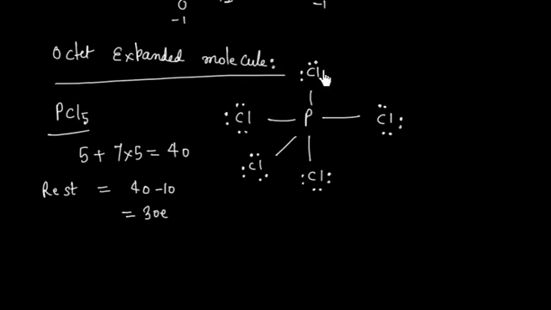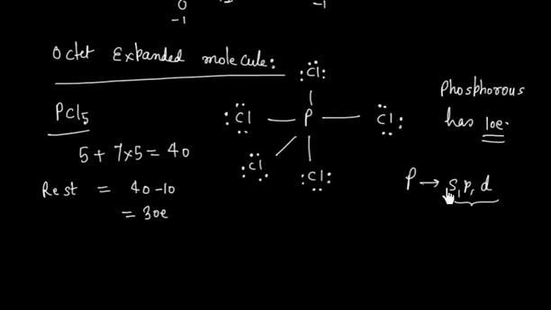Now you can check the octet. Chlorine has its octet complete, 2, 4, 6, 8. Important point is phosphorus has 10 valence electrons, and this is basically violating the octet, that is expanded octet. This is okay because phosphorus has s orbital, p orbital as well as d orbital, so it can have 2 from s, 6 from p and 10 from d, so it can have maximum 18 electrons, and that's why it can expand its octet.